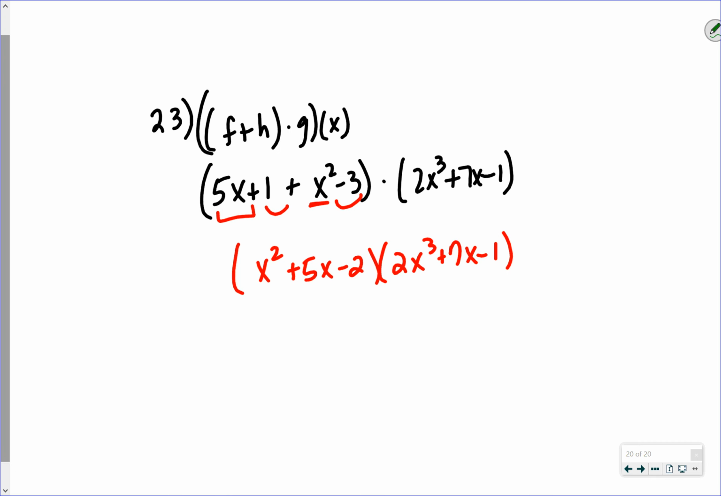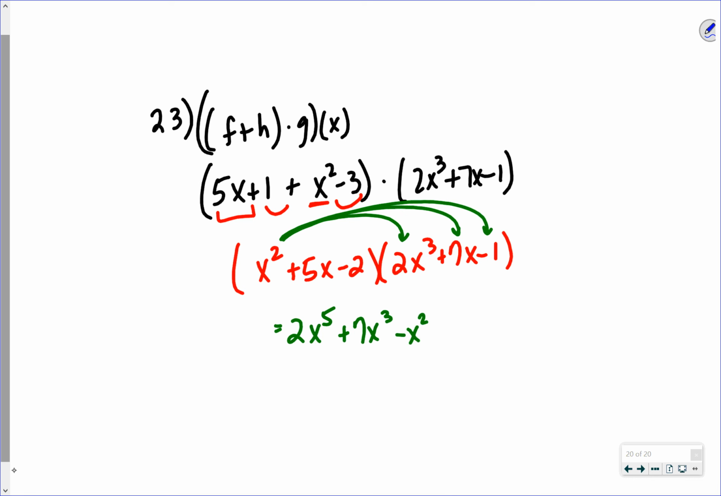So I have x squared times 2x cubed is 2x to the 5th. I have 2 x's, I got 3 more, I now have 5. X squared times 7x is a 7x cubed. X squared times 1 minus x squared. Move on to my next term. 5x times 2x cubed is 10x to the 4th. 5x times 7x is 35x squared, and 5x times negative 1 is minus 5x.